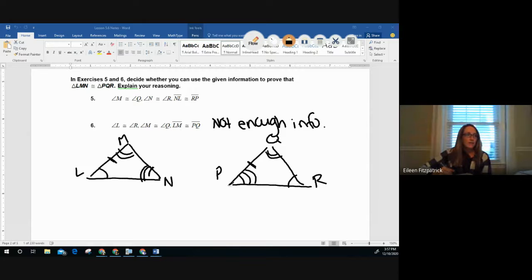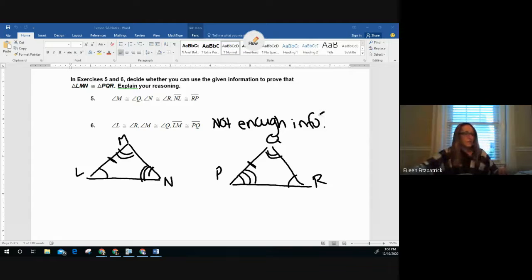This angle doesn't match up with L or M, okay? Q does match up with M, but if you're gonna say angle, side, angle, then this angle needs to correspond to that, which they do, but this angle does not correspond to that. So angle, side, angle is not going to work for either. Okay, so just not enough information.